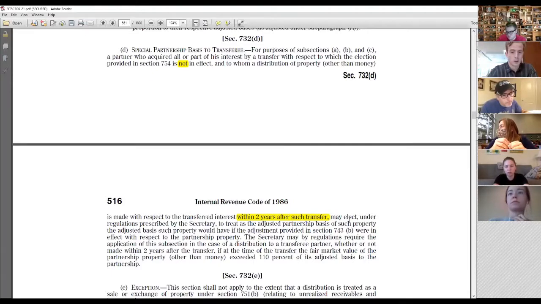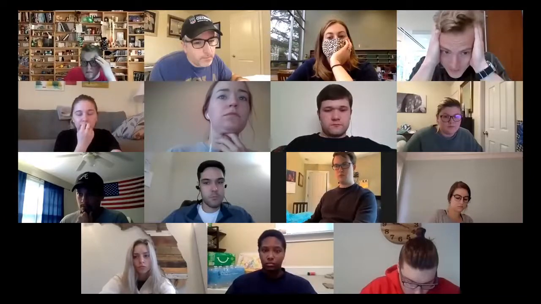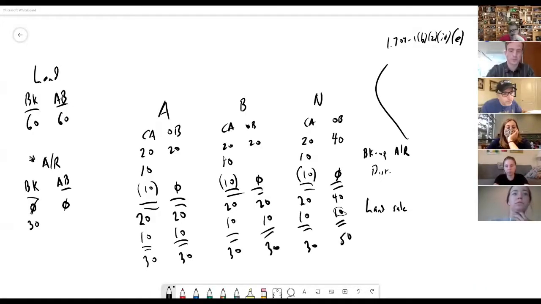That partner may elect to treat as the adjusted basis of such property, that's the distributed property, the adjusted basis such property would have if the adjustment provided in 743(b) were in effect with respect to the partnership property. So what does this mean here? If the 754 election had been in effect, N would have a plus 10 SBA with respect to the receivables. So his personal basis with respect to receivables is 1/3 of 0 plus 10.